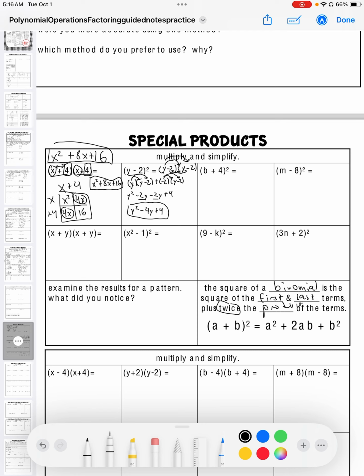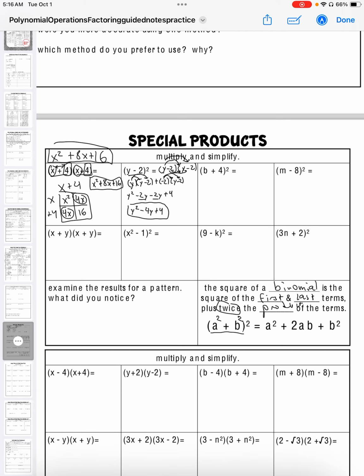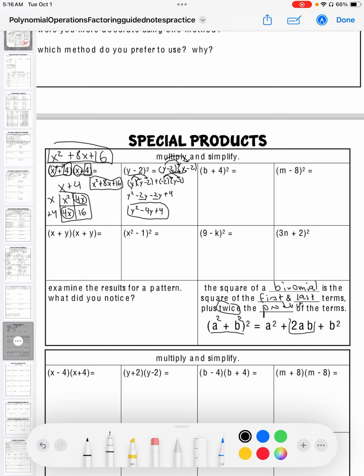So if you have a plus b squared, like down here at the bottom, your answer is going to be a squared plus b squared plus 2ab. Right. A squared plus 2ab plus b squared. A squared plus 2 times a times b plus b squared.